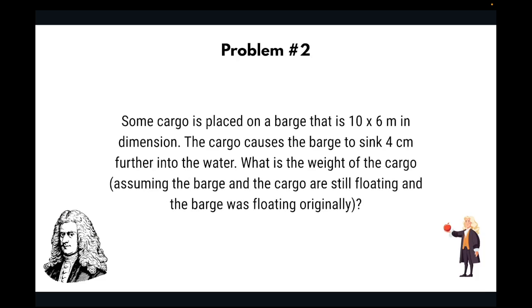Okay, so we got our second problem, right? Some cargo is placed on a barge that is 10 by 6 meters in dimension. The cargo causes the barge to sink 4 centimeters further into the water. What is the weight of the cargo, assuming the barge and the cargo are still floating, and the barge is floating originally?